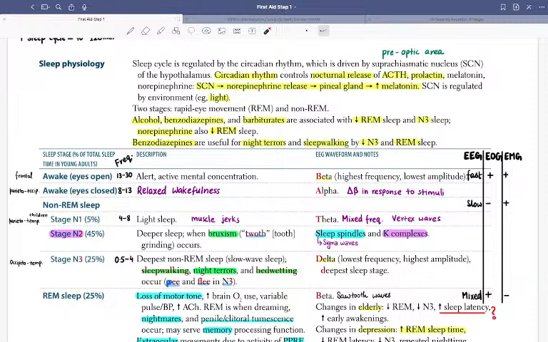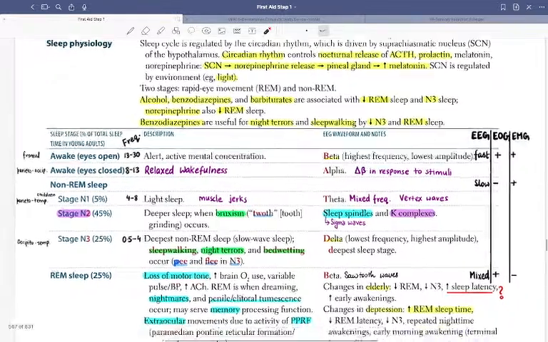This actually has a very good table on all the hypothalamic nuclei, and there's a good picture also on this: norepinephrine, pineal gland increasing the amount of melatonin, so that's why we can go off to sleep. And SCN is regulated by light. Two stages, this we know.